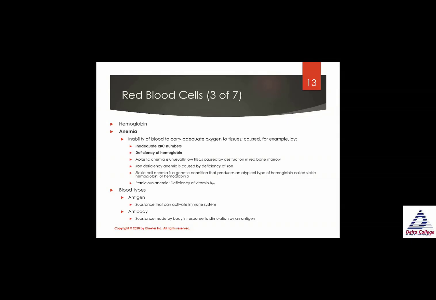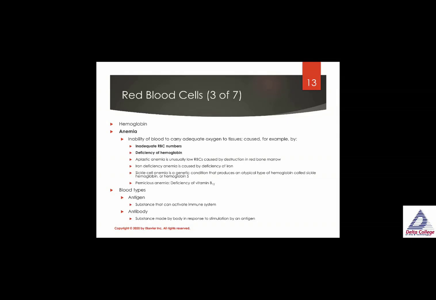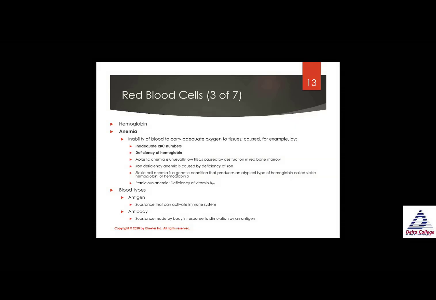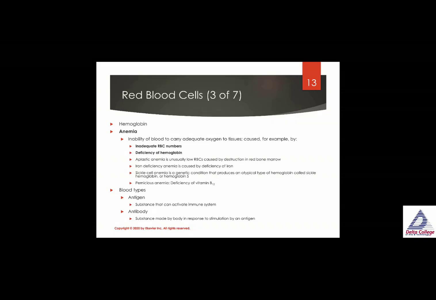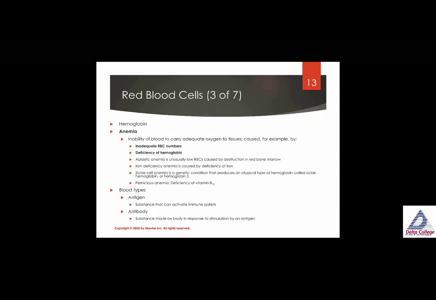Now moving on to blood types, we have an antigen. The antigen is a substance that can activate the immune system. I think of an antigen as something that's coming into the body, something that's not a normal part of the body. An antibody is the substance made by the body in response to stimulation by an antigen. So an antigen comes in, our body recognizes it, and forms an antibody to it.